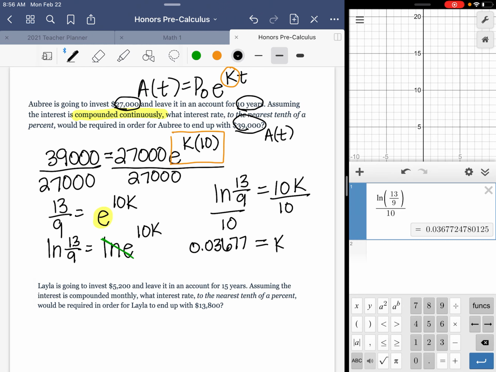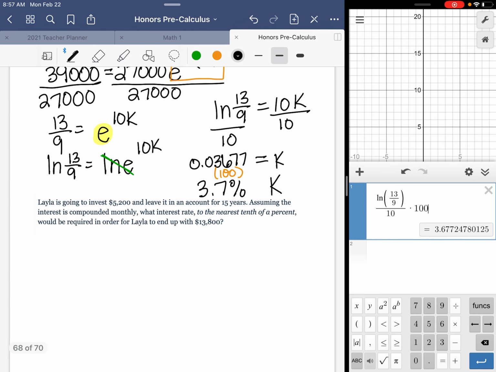0.03677. Now, we want to convert this back into a percentage. So it says to the nearest tenth of a percent. So if I convert this back into a percentage, that means I would multiply this by 100, because remember we initially divided by 100. So we would multiply by 100. And then we're looking at my k value. So to the nearest tenth of a percent, that would be 3.7% of increase.